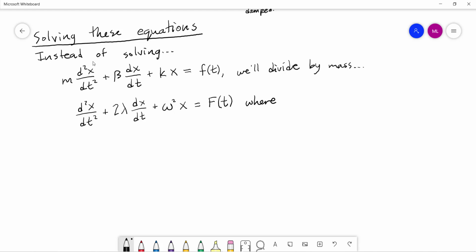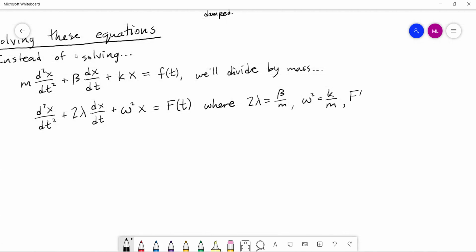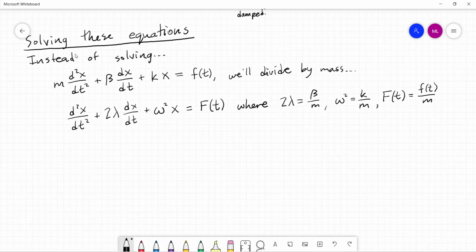where the connection is that this thing we're calling 2 lambda is just the old beta divided by m. So the old damping coefficient divided by m. So our 2 lambda is just the old beta divided by the mass. And similarly, the omega squared is the old k divided by the mass. And our capital F of t is just the old f of t divided by the mass.